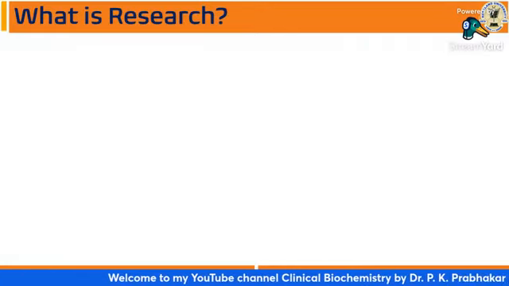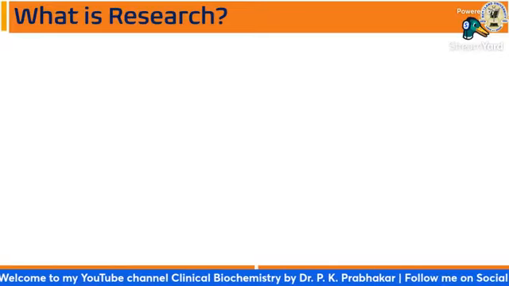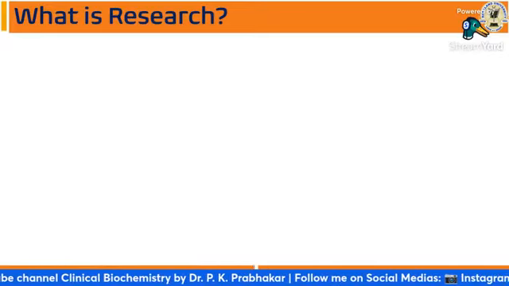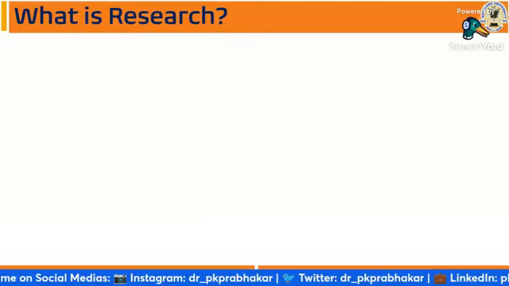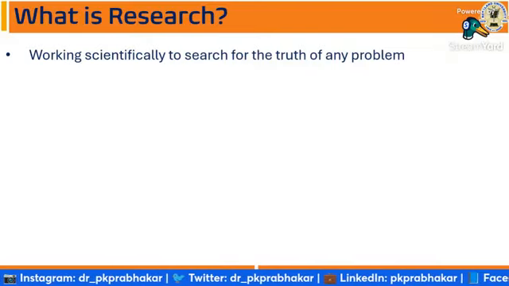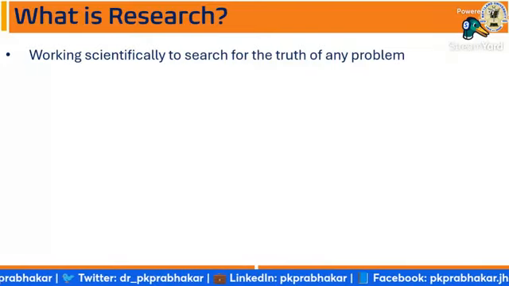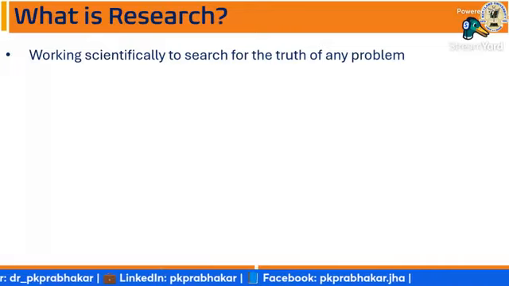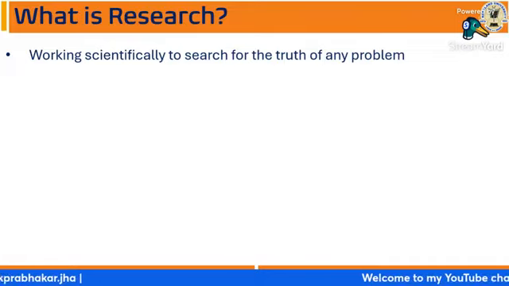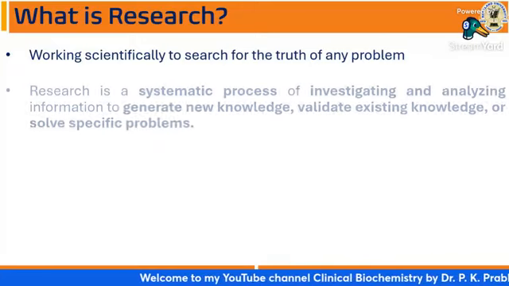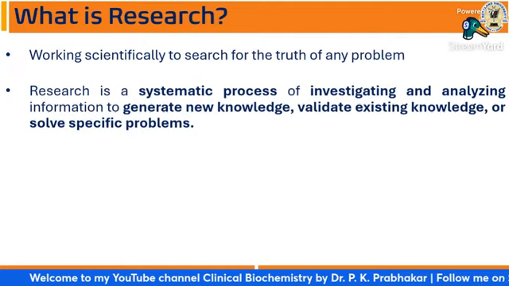So the first thing is, what exactly is research? The basic definition of research is that it is normally a systematic and organized process for investigating a specific problem, whatever problem you are going to think of. When we investigate a specific problem or a specific question in a systematic or organized manner, that is called research. In this process, we generate knowledge, we validate the existing knowledge, and we find solutions.